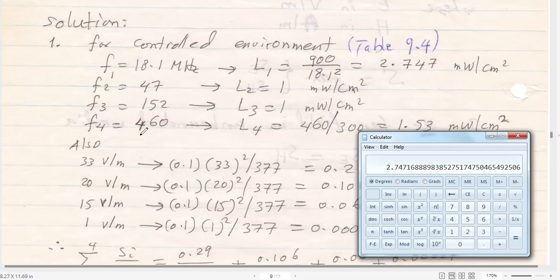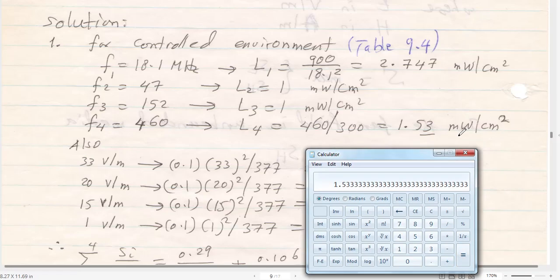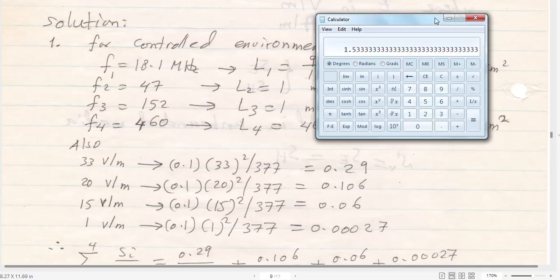The fourth frequency is 460. It lies between 300 and 1500, and the limit is frequency over 300. Frequency is 460 divided by 300, and we will obtain 1.53 milliwatt per centimeter squared. Now those are the exposure limits.